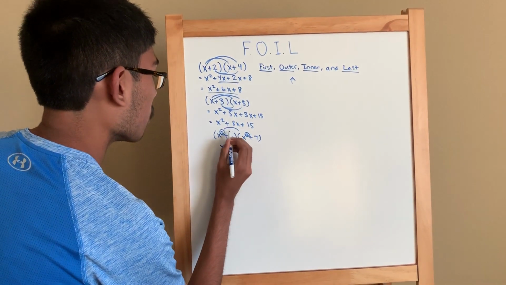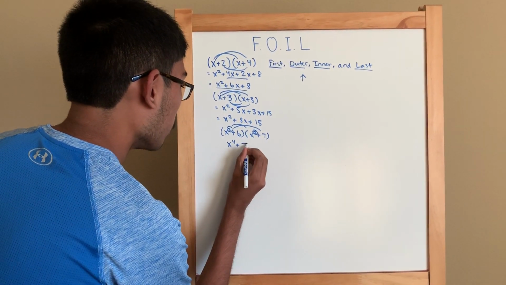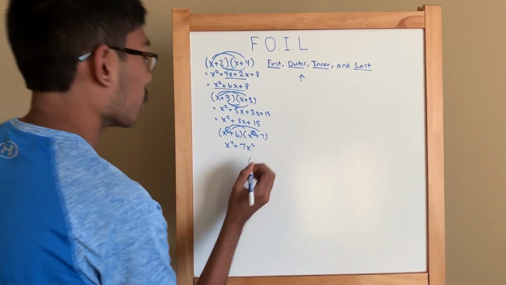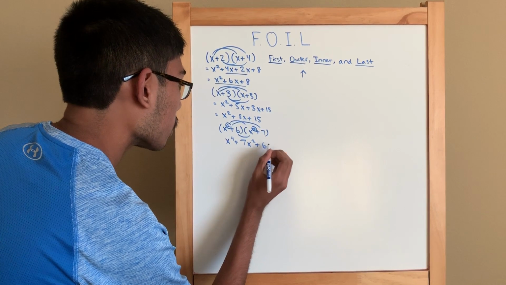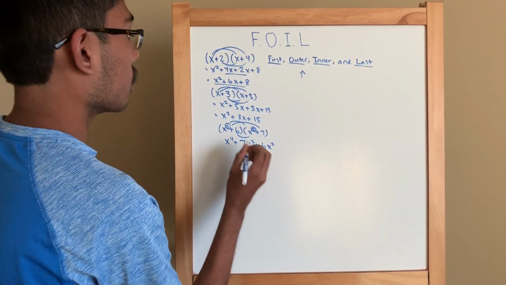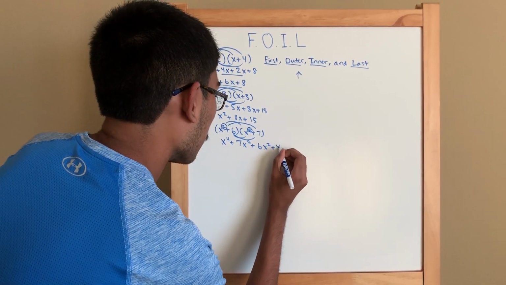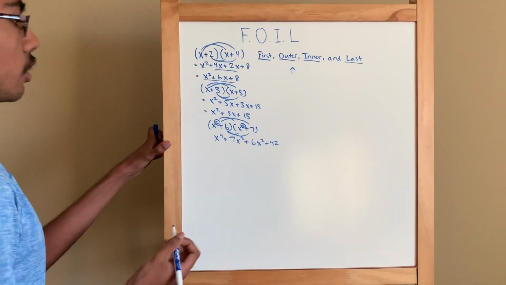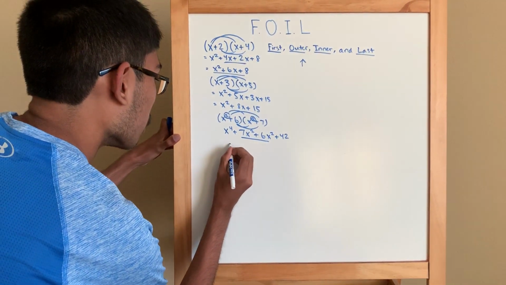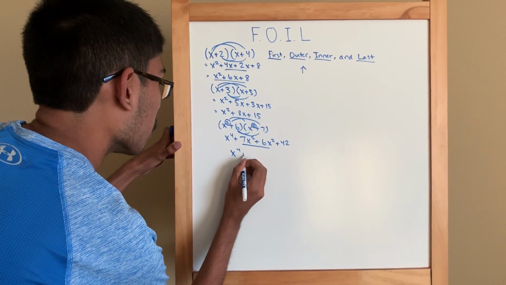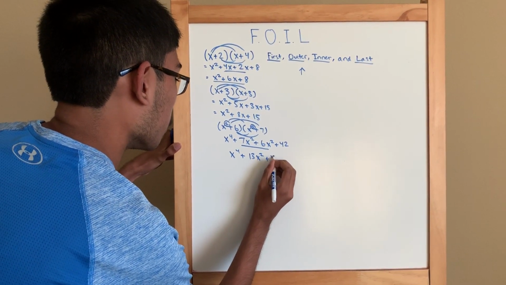Then you have x squared times 7, which is 7x squared. Then you have 6 times x squared, which is 6x squared. Then you have 6 times 7, which is 42. Then you just simplify the equation again, because you have two like terms. So that's x to the 4 plus 13x squared plus 42.